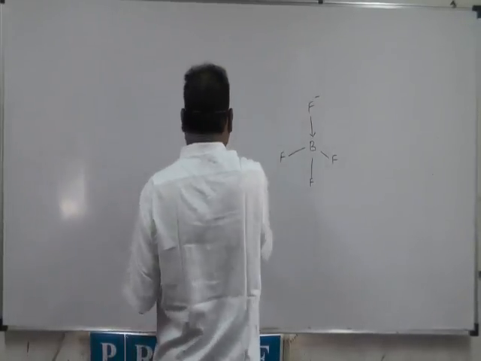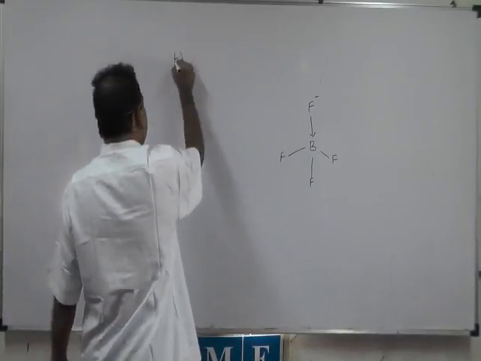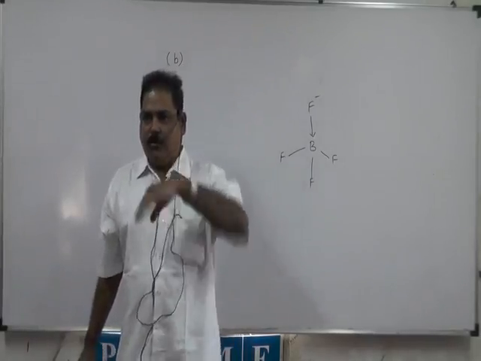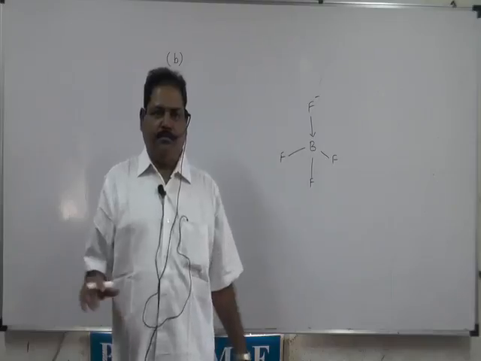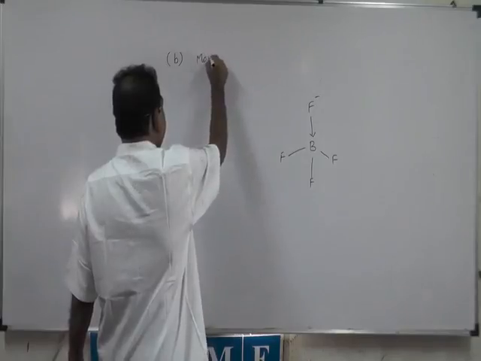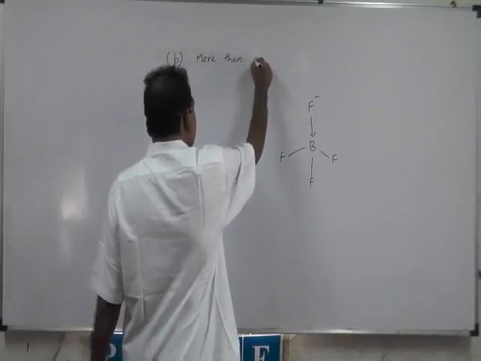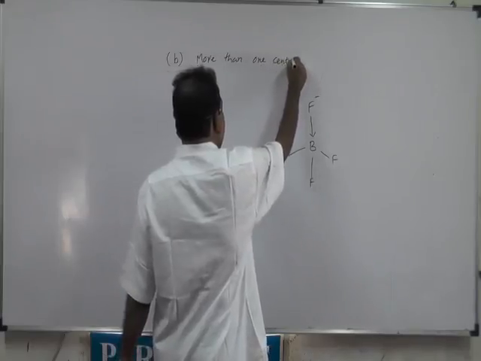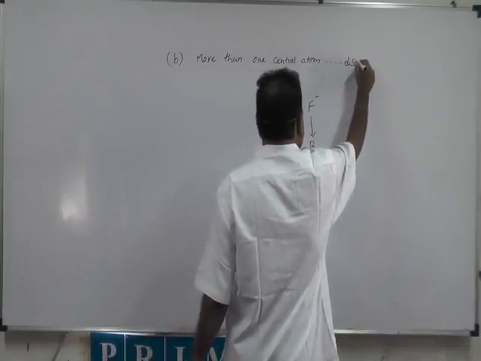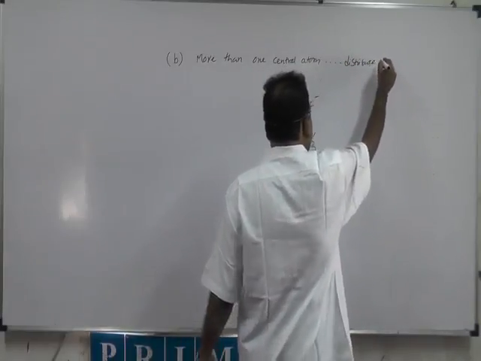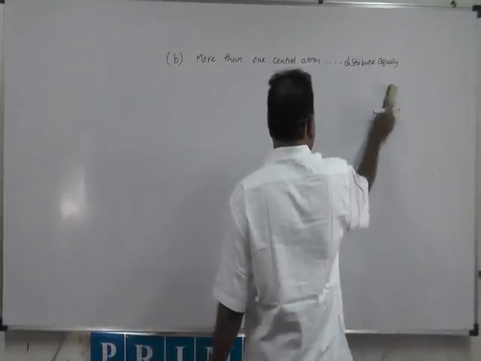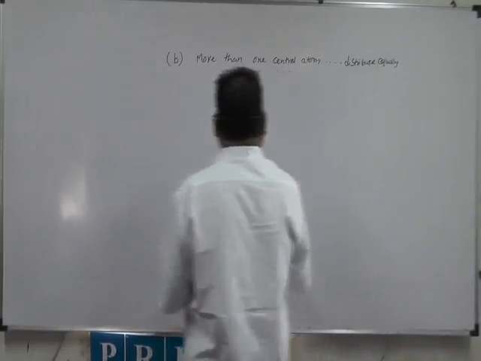Now, second observation. None of what I teach are rules. They are all observations. Overall, looking at the overall picture, I drew some observations. More than one central atom. Distribute equally. When you have more than one central atom, distribute all the atoms equally.